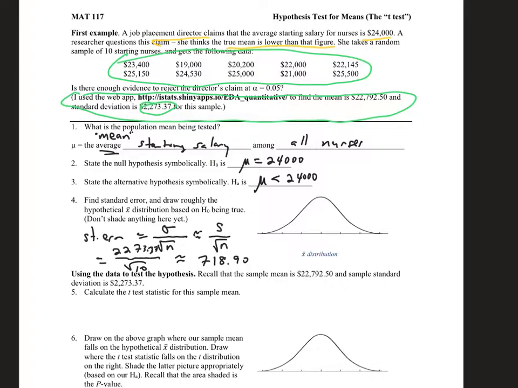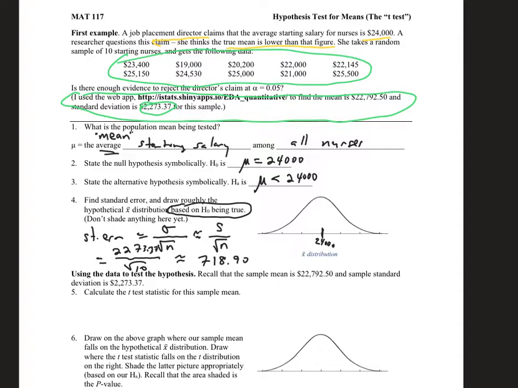And so now we can draw a picture of what we think the X-bar distribution, the distribution of sample means, will look like if we're sampling random groups of 10 nurses at a time and getting their average salaries. And like before, this picture we're going to draw is the picture based on the null hypothesis being true. So remember, the null hypothesis said that mu was equal to 24,000, and so if the null hypothesis is true, then 24,000 is going to be that center value.